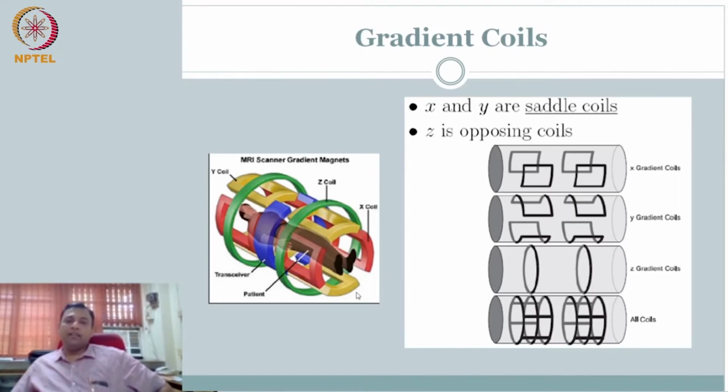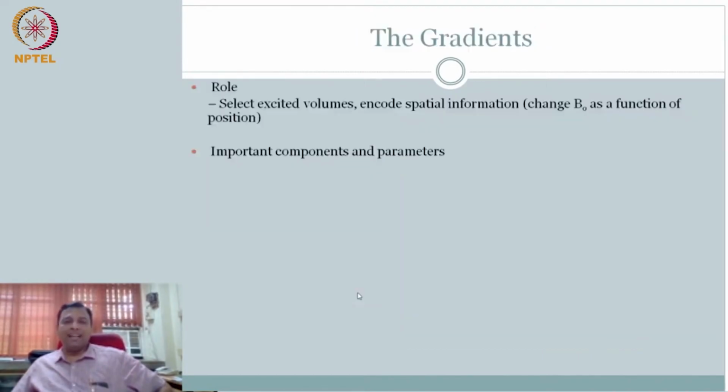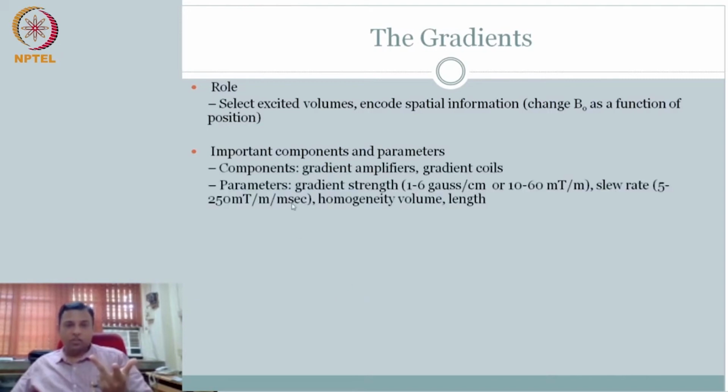Okay, so let's see now. What important component is the gradient? What does this gradient do? Its role is to excite selected volumes with select frequency. In other words, we want the static magnetic field strength B to change as a function of position. Different locations should have different fields. That is what this tries to accomplish. What are the components? Obviously you have to have a coil, so the components are gradient amplifiers and gradient coils. You have to have amplification and you have to have the coil.